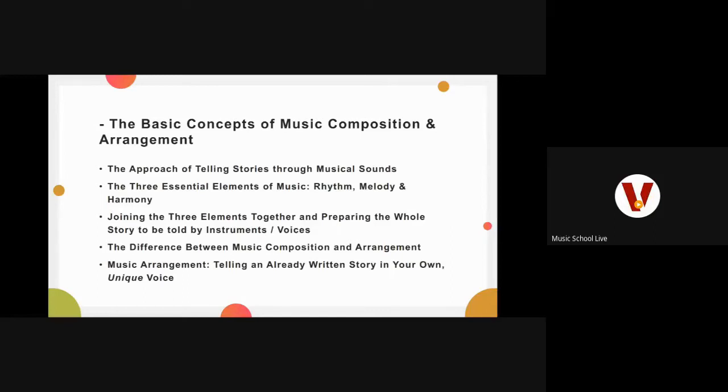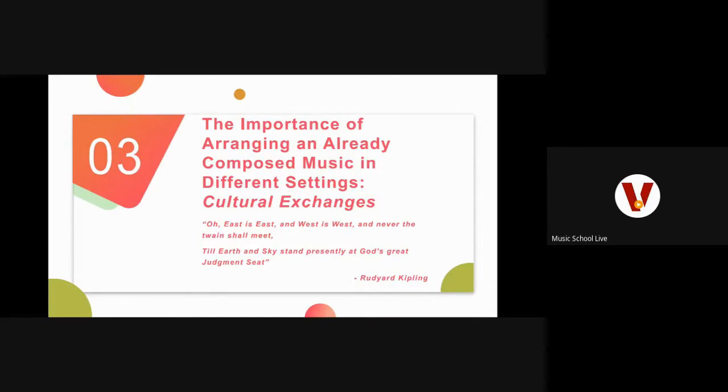Always remember that composing music is basically like writing a story using musical sounds. Okay, so this is the basic concept of music composition and arrangement. One wise person used to tell me that all pieces of music have their own stories. We are all storytellers together, and whenever we compose music or even perform it, either we are writing our own stories or, like reciting poems, we are reciting an already written story through our own instrument or voices. Okay, so let's get to the next topic. See, the importance of arranging already composed music in different settings, cultural exchanges.